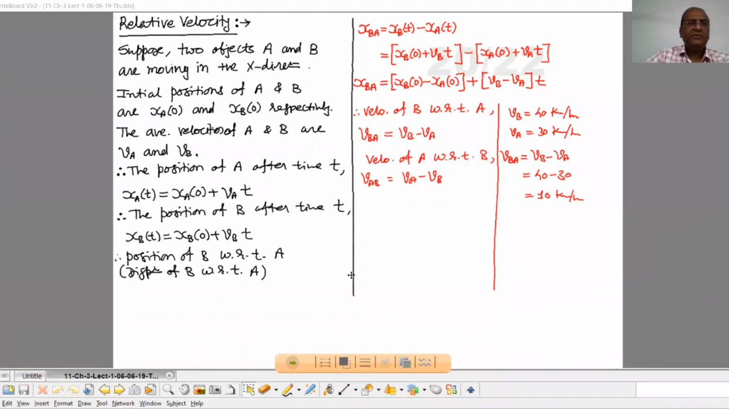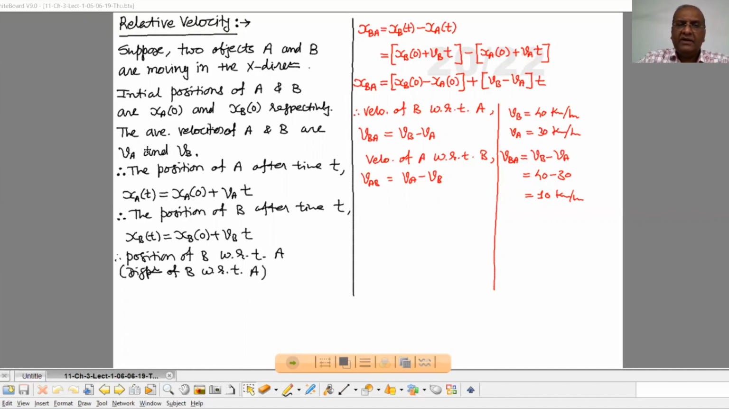Now, next topic, that is relative velocity. Relative velocity means the velocity of any one object with respect to another object, right? Now, suppose we have two objects, object A and object B, and both the objects are moving in the x direction. Suppose the initial position of object A is xa0, and the initial position of object B is xb0.